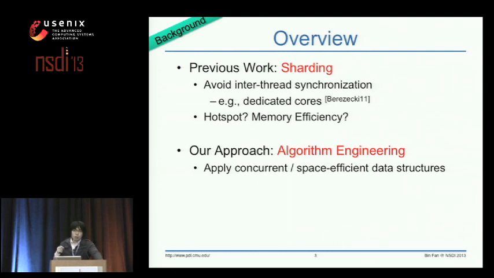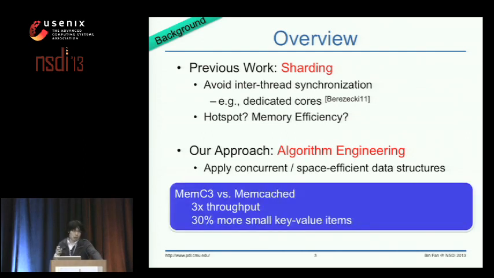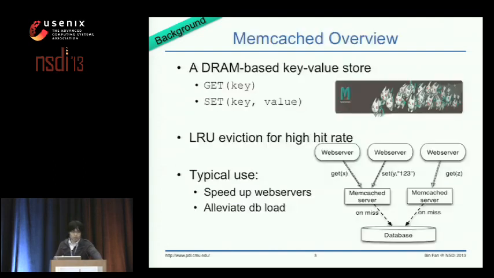So we took a different approach, and we explored the possibility of using advanced data structures, especially compact and concurrent data structures, to build a new Memcached. It turns out we built a system called MemC3, which achieves 3 times the performance, and to store small key-value items, we can store 30% more. So how do we do this?